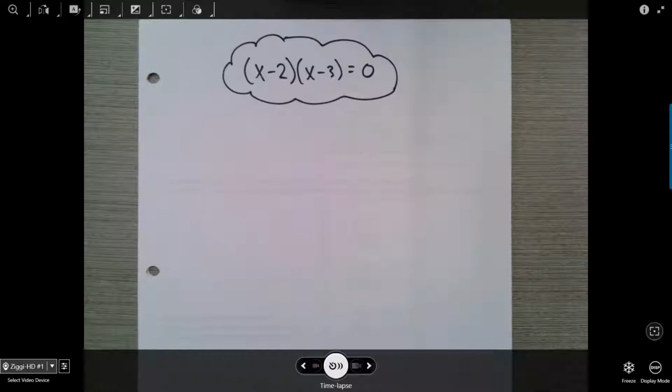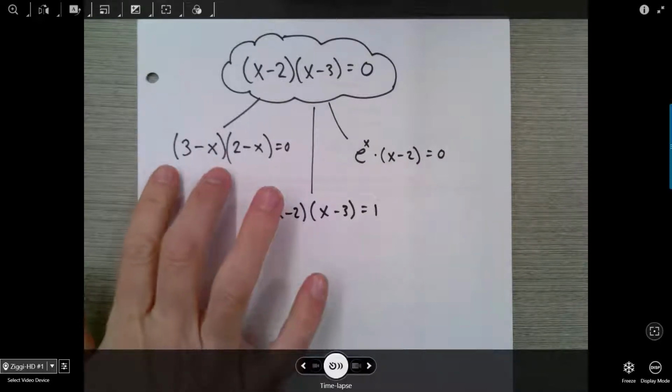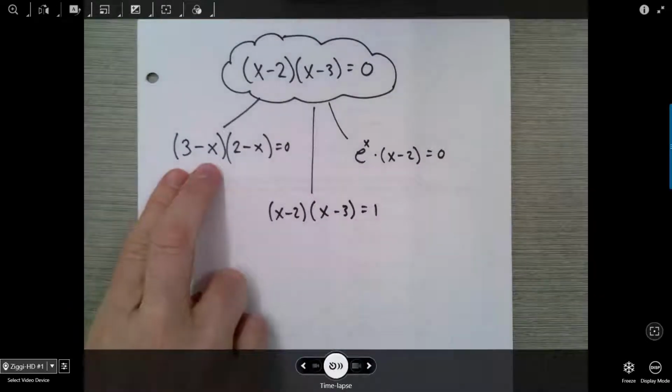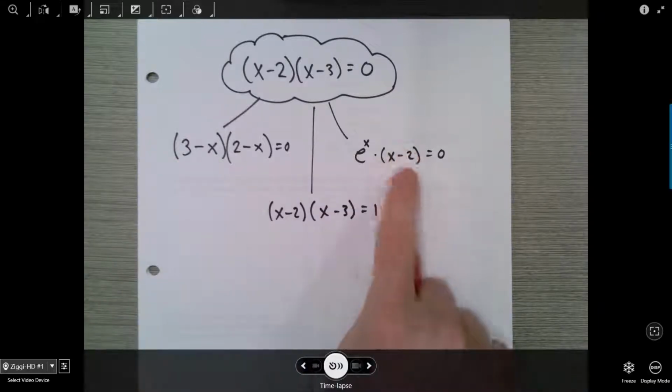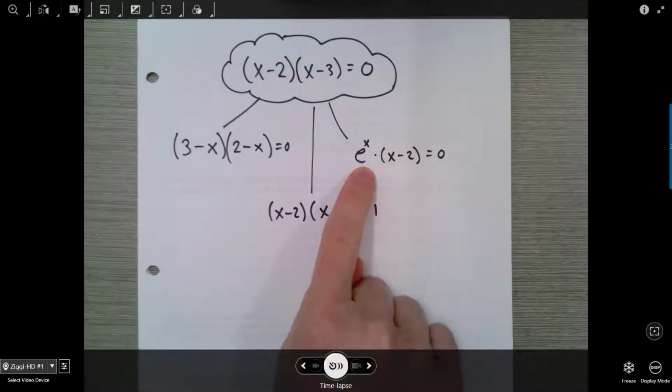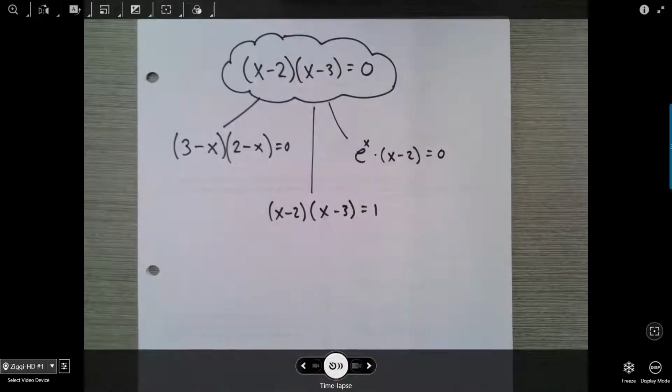The idea of the stretch net is we're going to come up with small changes that we could make to this problem that would turn it into a different problem. So here are three that I would typically give to Algebra 2 trig students. Here I still have two terms being multiplied, but I've reversed the order of the constant and the x's. Here I've replaced one of them with some totally other kind of function. And here I have the two terms being multiplied, but they're equal to 1.